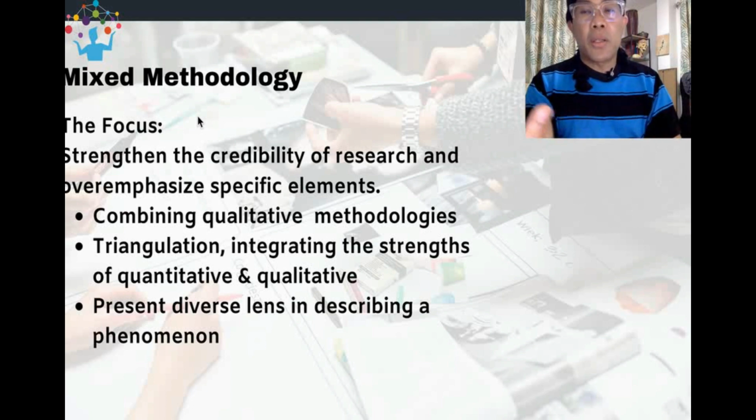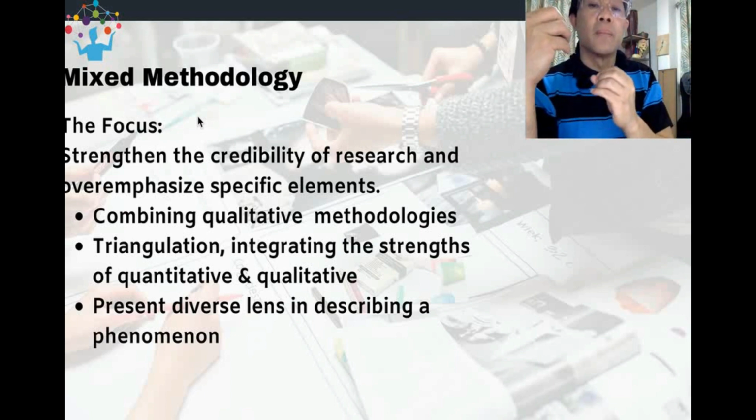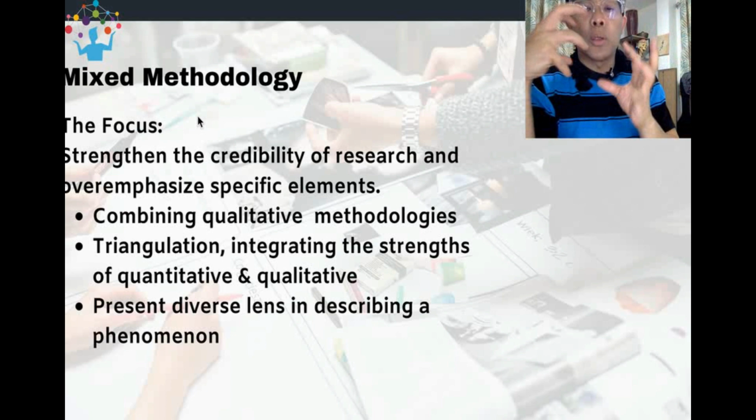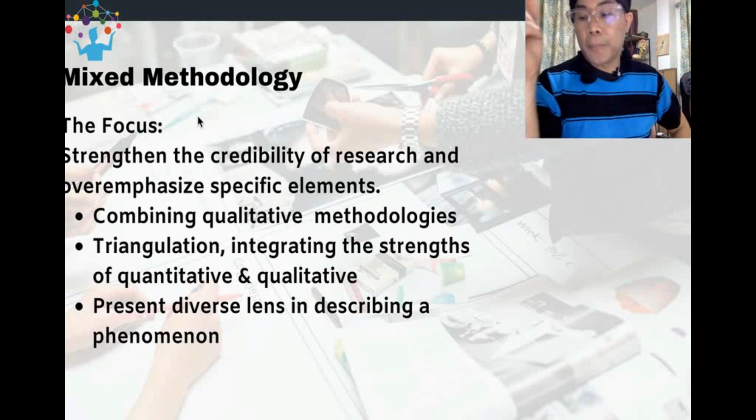So with mixed methodology, you're trying to give the reader a different taste of looking at the data. There are different ways by which you can look at the information derived from the data.